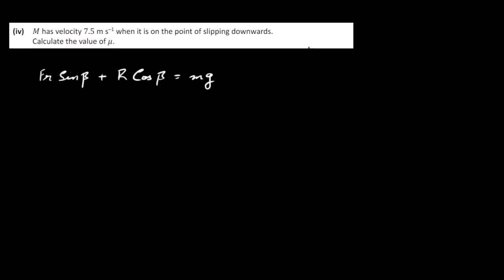So you have to remember that friction is mu times OR. Frictional force is just mu times OR, so I'm going to substitute that in. So it's mu OR sine beta plus OR cos beta is equal to mg. So this is my first equation. Let's look at another one then. Let's look at the centripetal force.